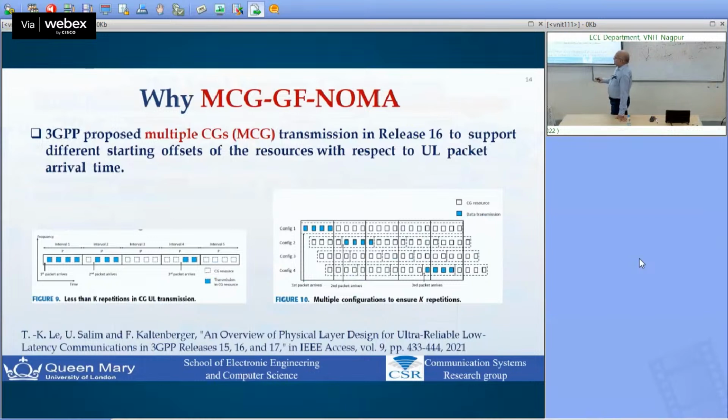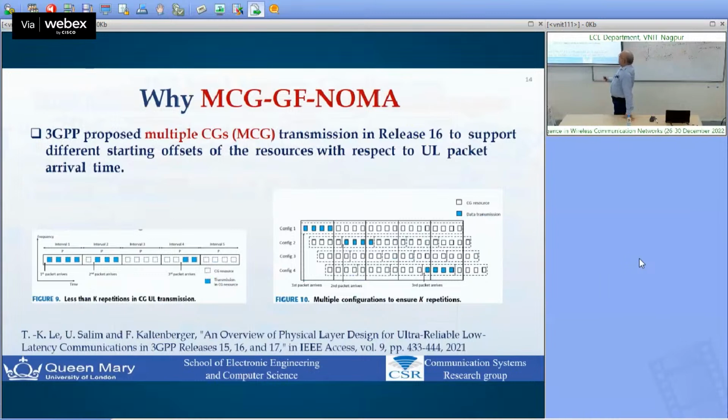So therefore, in this single configuration grant, we are going to have only one configuration grant. That means here we have interval 1, interval 2, interval 3. If the packet arrives at the beginning of the interval, fine, you can utilize the whole interval for repetition. If the packet arrives in the middle, it can use 3 or 2 or 1 repetition, because you cannot go to the next interval. So that is single configuration grant, where we are going to have less than 4 repetitions, less than K.